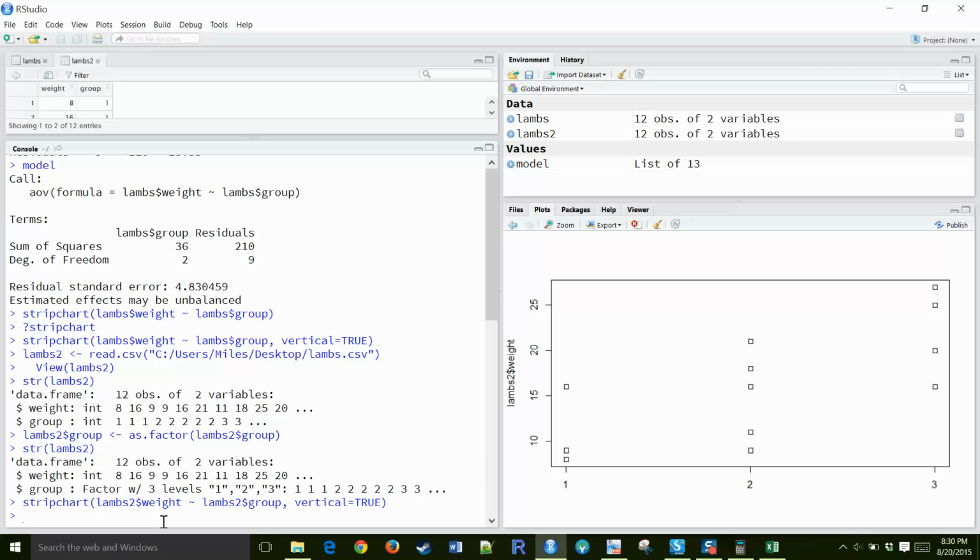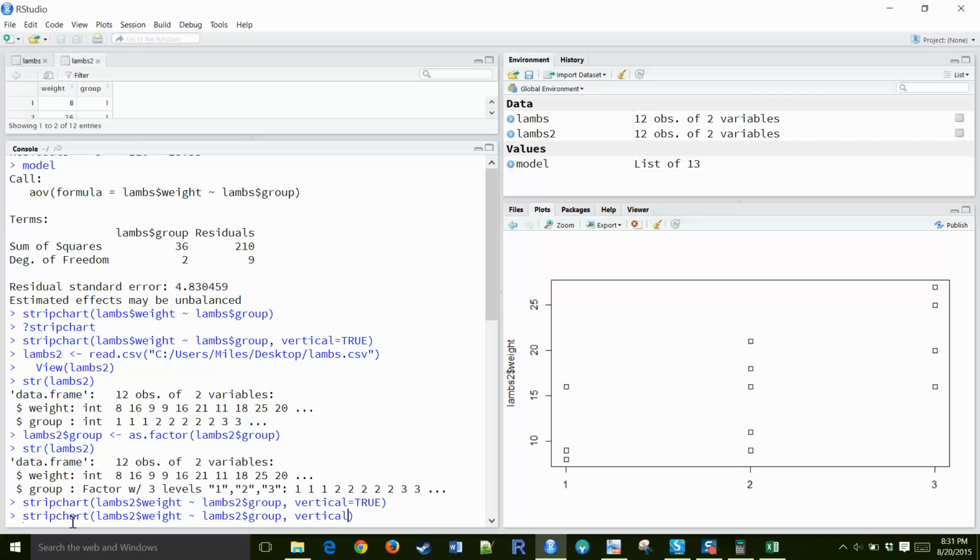So here's our strip chart. Let me just do the AOV. We'll call this model 2. Under model 2, we see our F value is now 4.771, and that produces a p-value of 0.0387, which means it is significant at the 5% level.